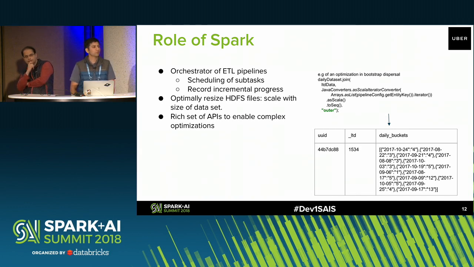Spark has also enabled us to do several optimizations. One such optimization you can see is on the right-hand side. This is a code snippet from our optimizer. Whenever we do a bootstrap computation, it tries to join the daily computed buckets across, I'll say, hundreds of partitions and tries to generate a table which has all this data combined. What this enables us is when the dispersal decides to disperse these features, it can efficiently checkpoint the progress, knowing precisely what entities have been processed at any given point of time.